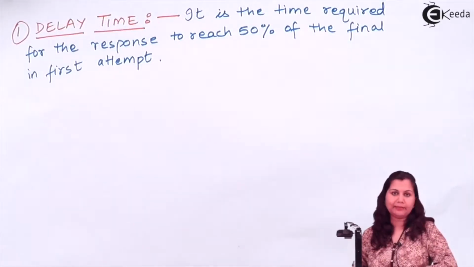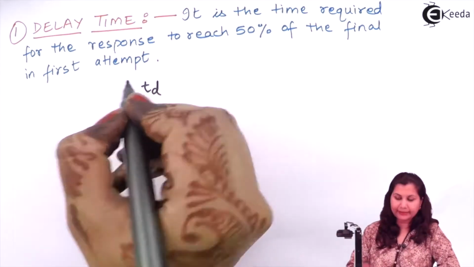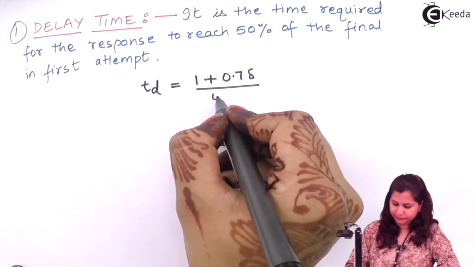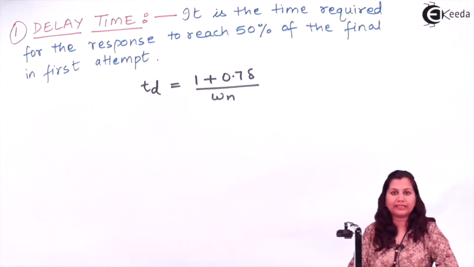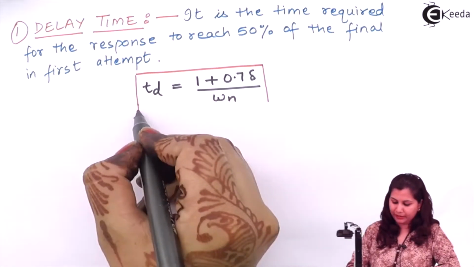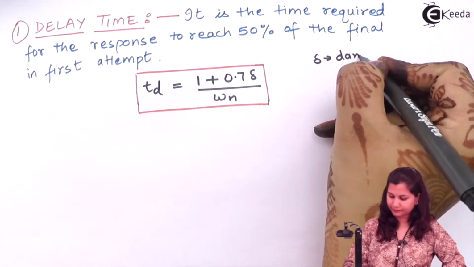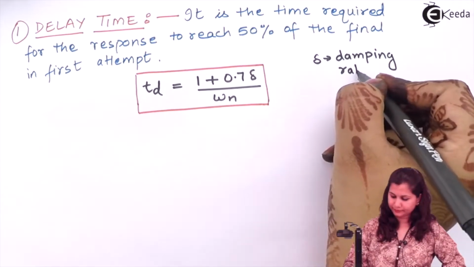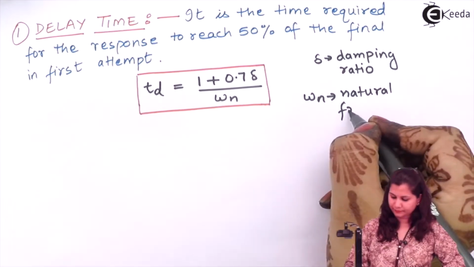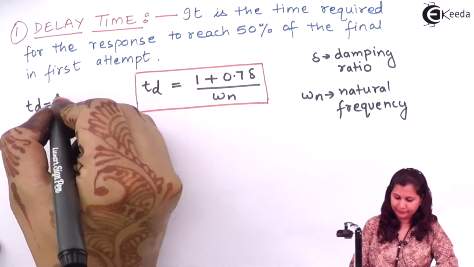So the delay time can be calculated by using a formula. Delay time is represented by TD equals to, so this is the formula by which we can calculate the delay time. Here, delta is the damping ratio and omega n is the natural frequency. TD is the delay time.